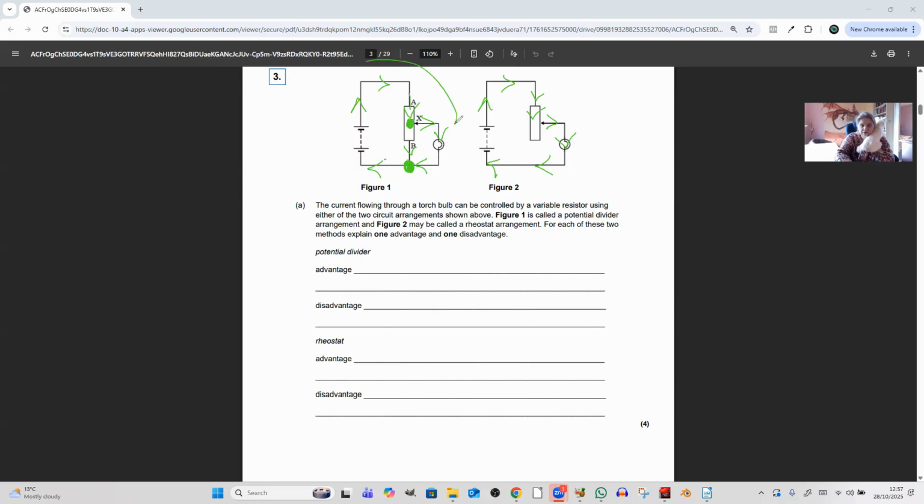Can you see that this is a parallel circuit? This is a series circuit. So all of the current goes through the bulb in the second circuit, which means it's less wasteful. But you don't get as big a variation control on the voltage. Okay? Can you see why that is? I hope you can.